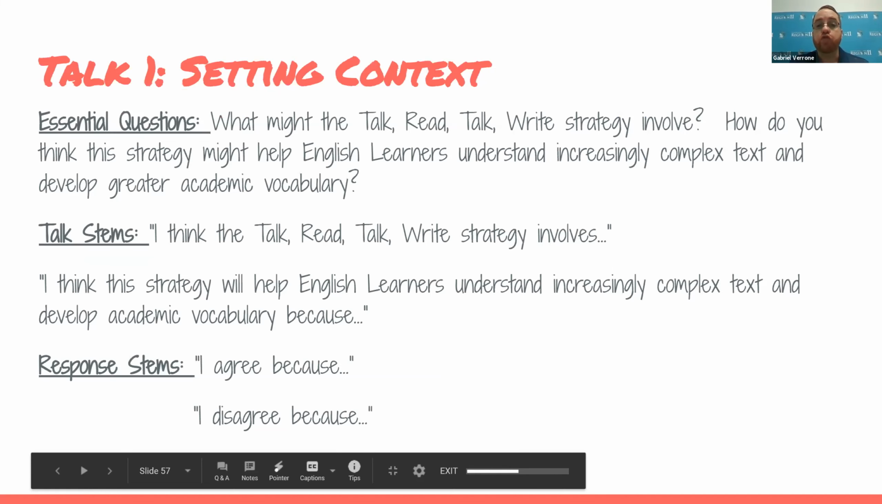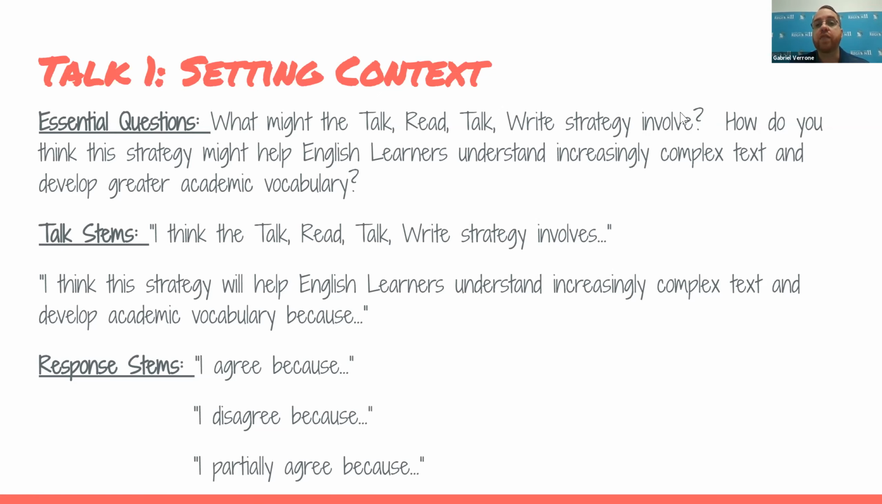So you start off by talking about an open-ended essential question that is going to set the context of the lesson, okay? And then what you do is you read a text that addresses that essential question or lesson objective, right? And then you revisit that question after having read, and then you talk about it, all right?